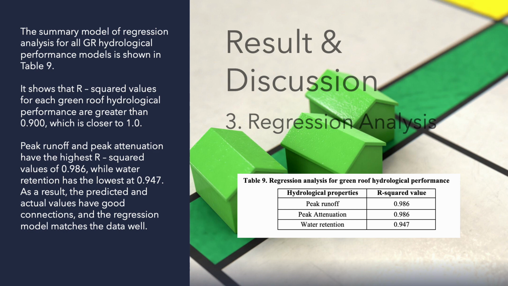It shows that the R-squared value for each green roof hydrological performance is greater than 0.9, which is closer to 1. Peak runoff and peak attenuation have the highest R-squared values of 0.996, while water retention has the lowest at 0.947. As a result, the predicted and actual values have a good connection, and the regression model matches the data well.